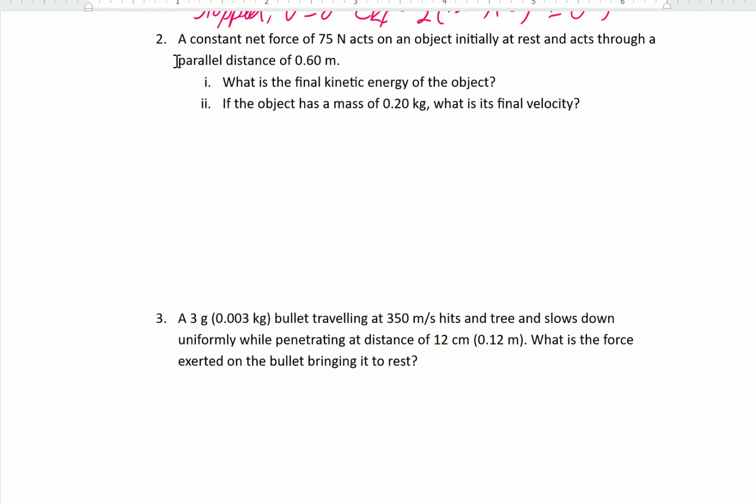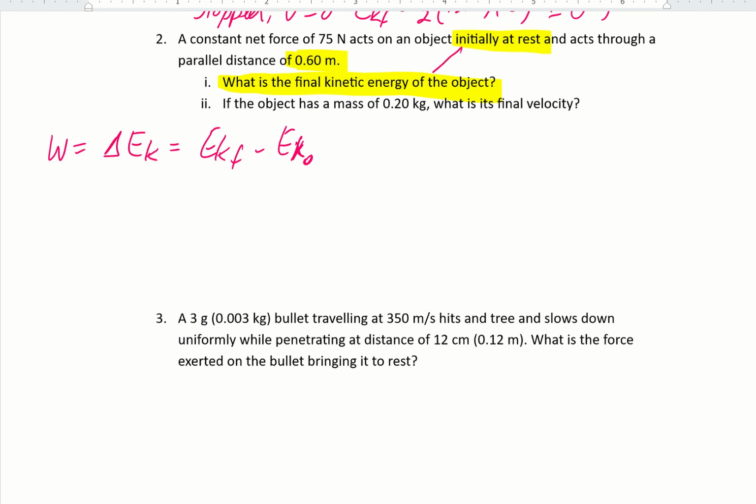Okay, here we have a constant net force of 75 newtons. The object is initially at rest, and then the 75 newton force acts in parallel for 0.6 meters. So the question is, what is the final kinetic energy of the object? Okay, so we know that work is change in kinetic energy, which is EKF minus EK initial.